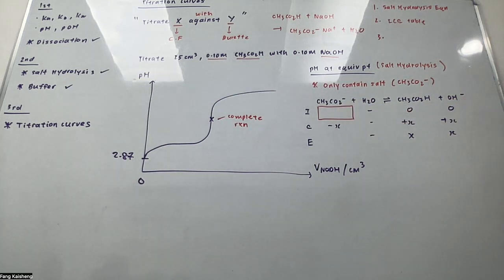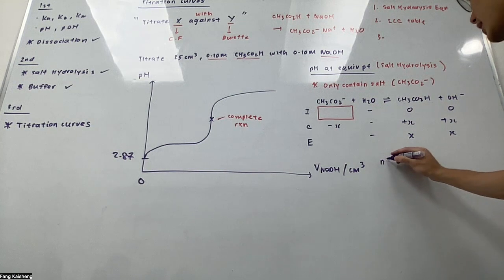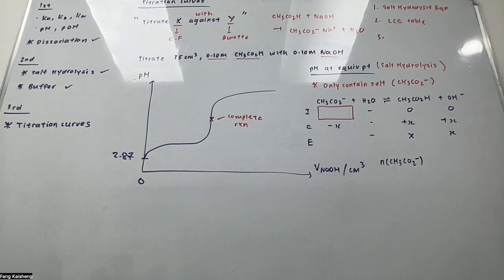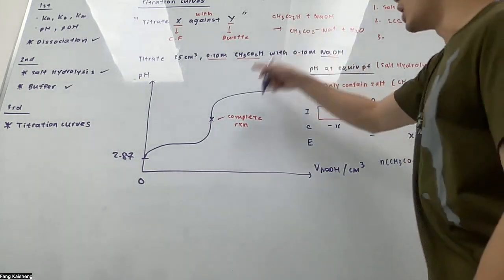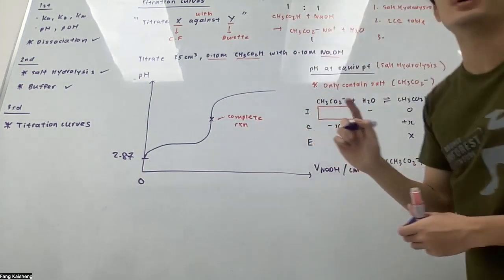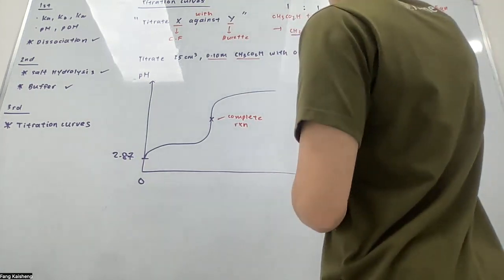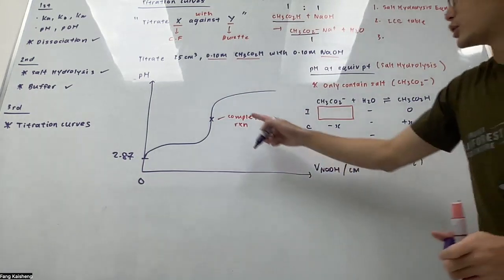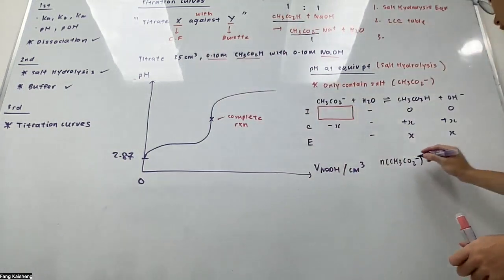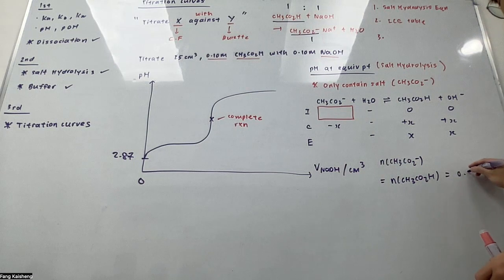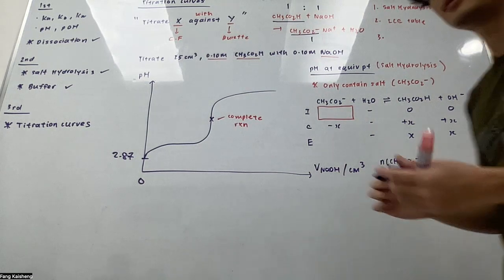Guys, in order to find concentration, let's go back to our roots: number of moles divided by volume. First of all, what's the number of moles of CH3CO2 minus? Since this is a complete reaction, what's the mole ratio? 1:1, and here is 1 as well. So the number of moles of the salt is the same as CH3CO2 minus. Whatever CH3CO2H is, 0.0025, is equal to your conjugate base also. They are both 0.0025 moles.